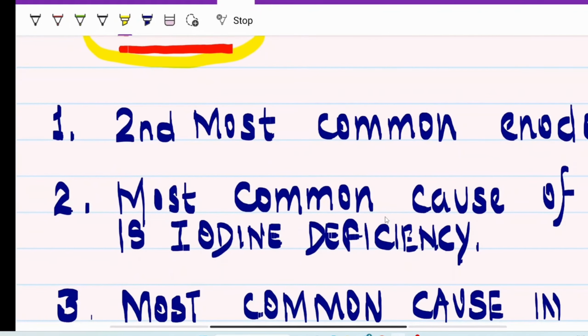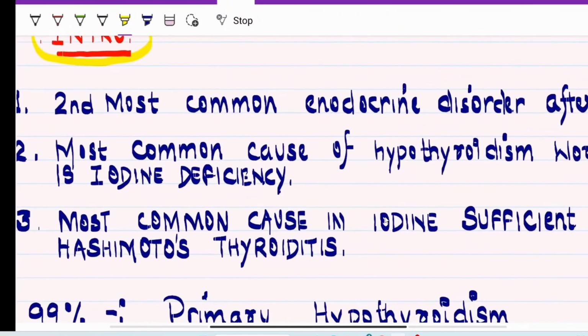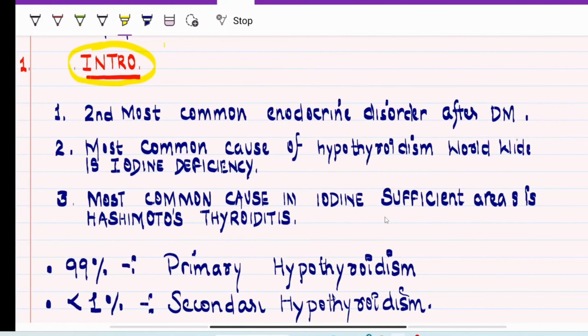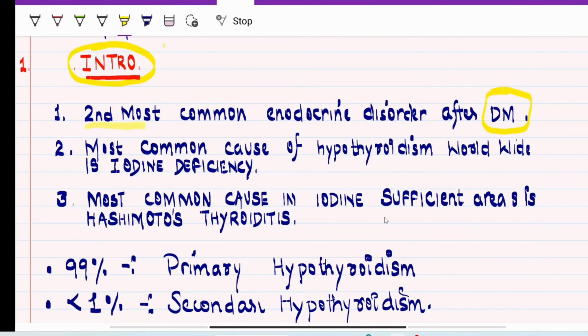Hypothyroidism is the second most common endocrine disorder after diabetes mellitus. We know that India is the diabetic capital. So after diabetes mellitus, the second most common endocrine disorder is hypothyroidism.